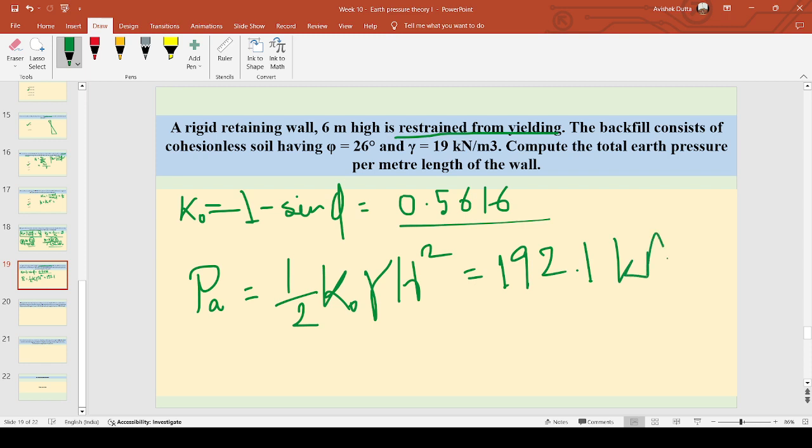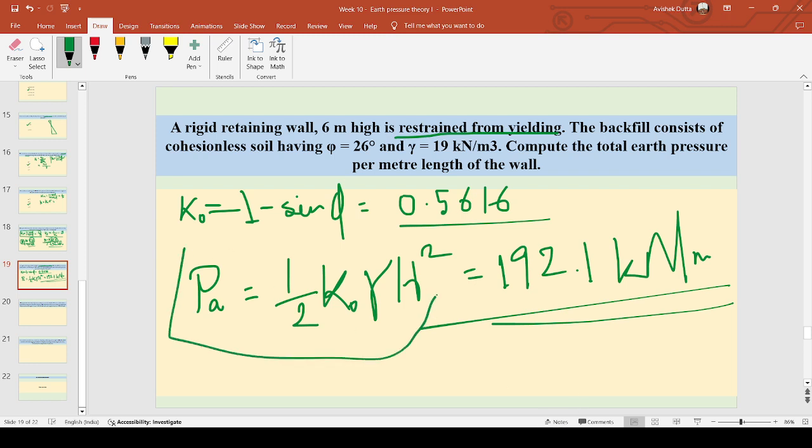Yes, kilonewton per meter. Whenever it has been told per meter length of the wall, it is force per meter length of the wall. Total earth pressure per meter length is not kilonewton per meter square, it is kilonewton per meter. So you have to use this formula for finding the force. Clear? Yes, sir. Next question.